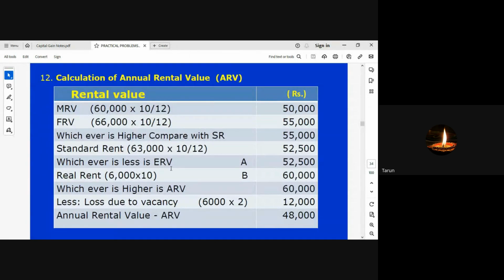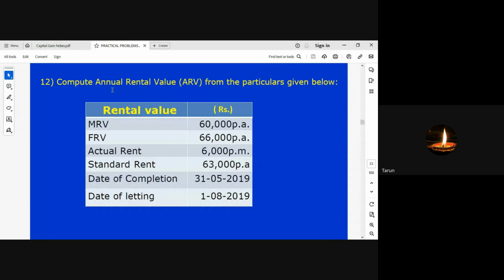Right, so let's take up this question. Actual rental value you need to estimate: MRV, that is municipal rental value, and fair rental value. Actual rent is also given, 6,000 per month. Standard rent is also given, 63,000 per annum. Date of completion is 31st May 2019, and date of letting out is 1st August 2019.